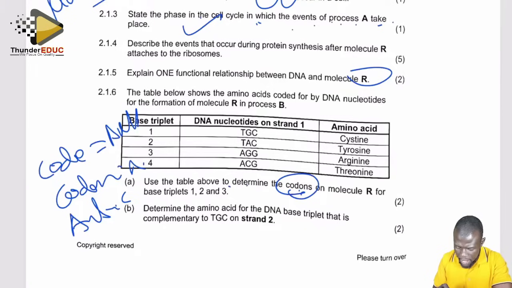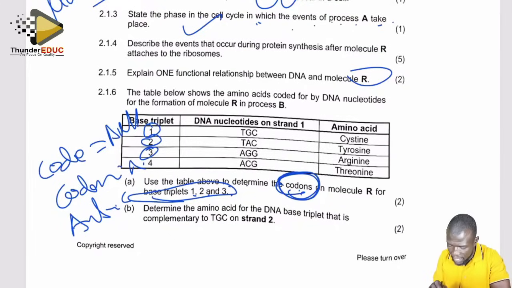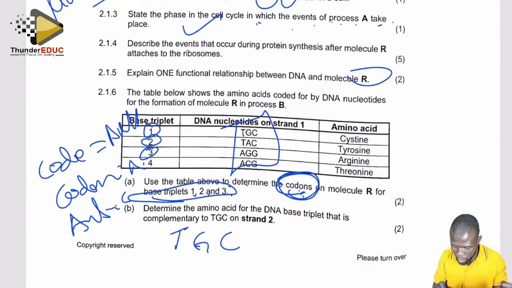Then they're saying to write the triplet bases. Okay, triplet 1, 2, 3. So they are saying write the codons. If this is DNA, then I'm going to have to change it into messenger RNA. So TGC, then you have TAC, and then you have AGG.